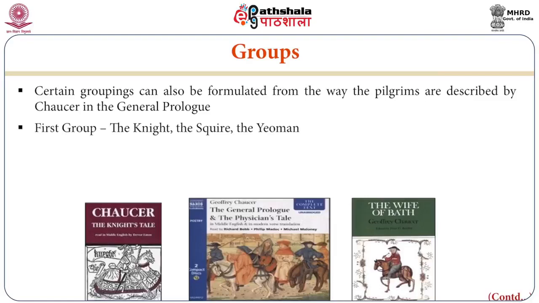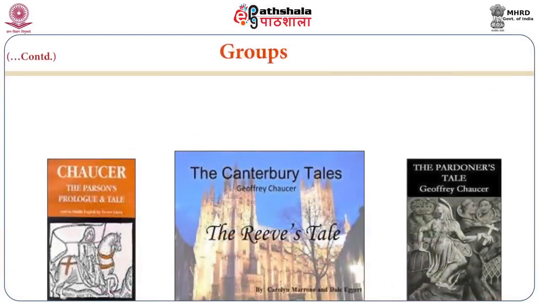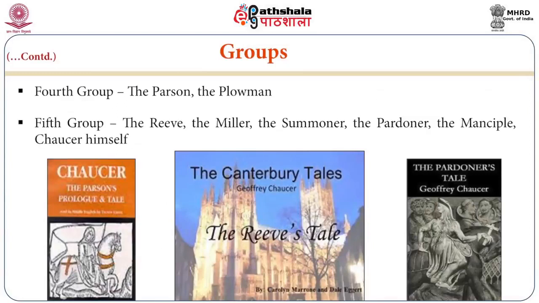First group, the Knight, the Squire and the Yeoman. Second group, the Prioress, the Monk, the Friar. The third group, the Merchant, the Clerk, the Lawyer, the Franklin, the five Guildsmen, the Cook, the Shipman, the Physician, the Wife of Bath. Fourth group, the Parson, the Ploughman. Fifth group, the Reeve, the Miller, the Summoner, the Pardoner, the Manciple, Chaucer himself.